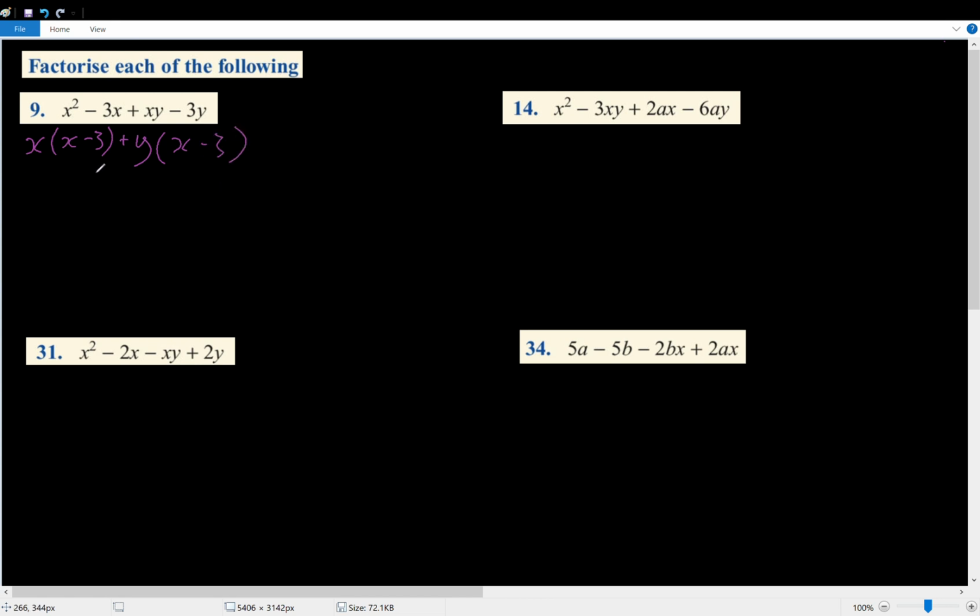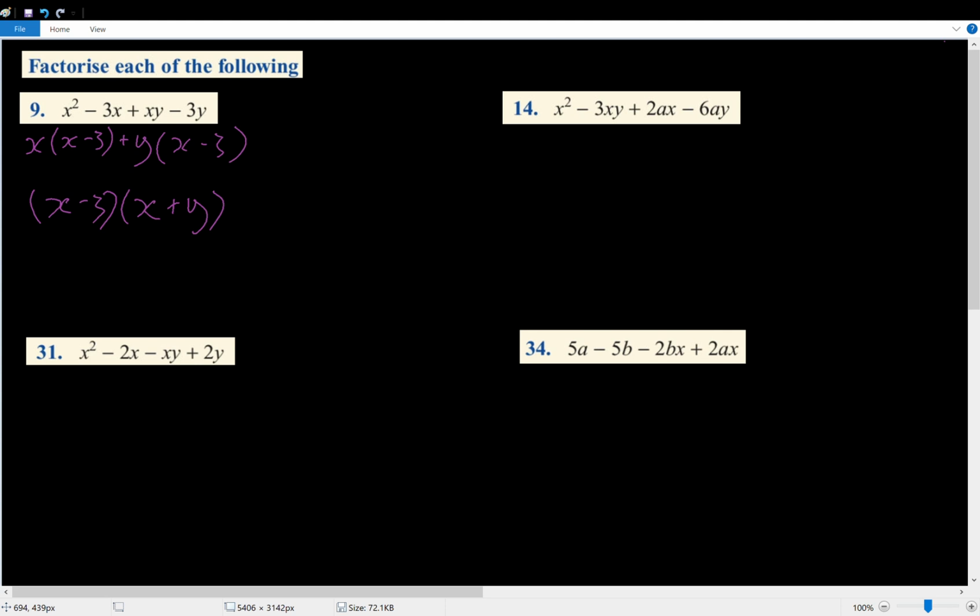So now we have two terms in the sum. We've got x times x minus 3 and y times x minus 3. And we can actually see that the common factor between these two terms is x minus 3. So we're going to write that down on its own. So we go x minus 3. And now what we do is we're going to divide each of these two terms from above by x minus 3. So x times x minus 3 divided by x minus 3 is just equal to x. And y times x minus 3 divided by x minus 3 is just equal to y.